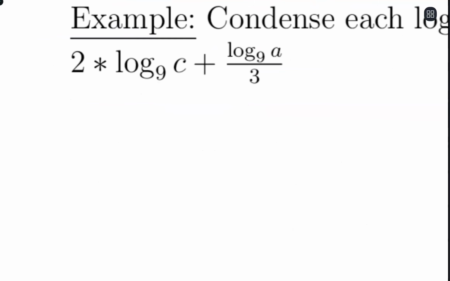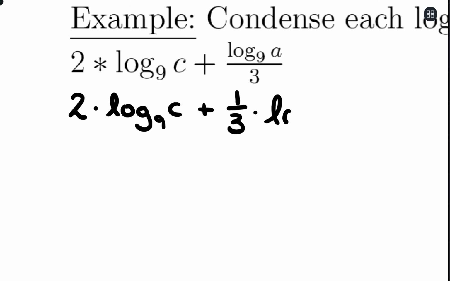Condensing. So making it smaller, which as I was saying before, that's kind of the more typical case. So we have 2 times log base 9 of c plus log base 9 of a over 3. What I'm going to do is I'm just going to rewrite this. So 2 times log base 9 of c plus, instead of log base 9 of a over 3, I'm going to write this as 1/3 times log base 9 of a. Mostly because of what we just did in that previous example.